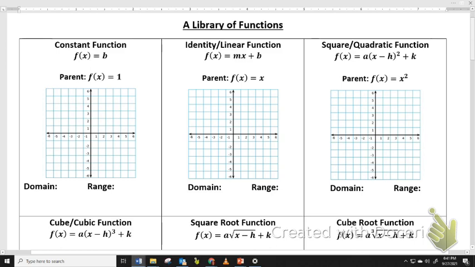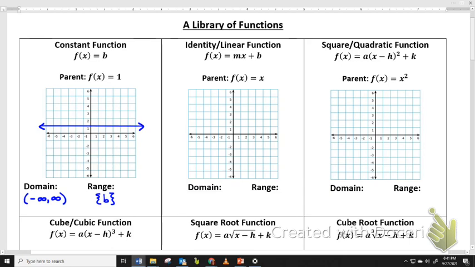This is going to be a horizontal line, so the parent is f of x equals 1. So my parent function is a horizontal line that goes through 1 on the y-axis. Looks like this right here. This is going to have a domain of negative infinity to positive infinity, and it will have a range of whatever that value for b is. So for the parent, it's going to be 1. If that horizontal line moves up or down at all, then my range would be that new value. So this is just going to be a single value, just whatever our b is.